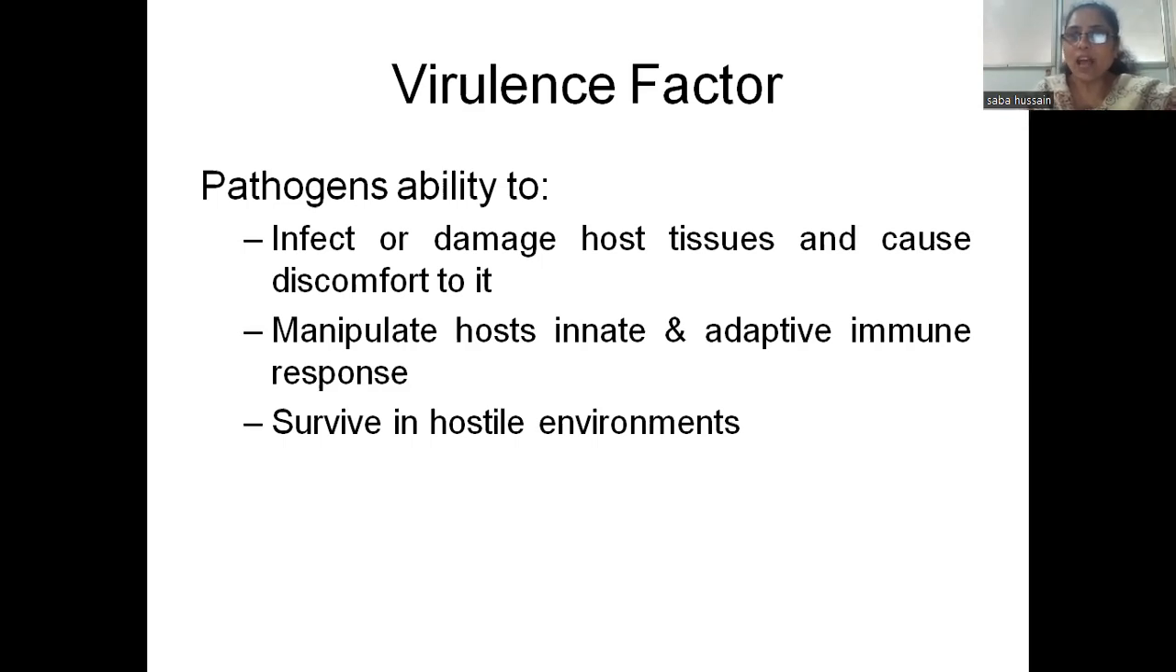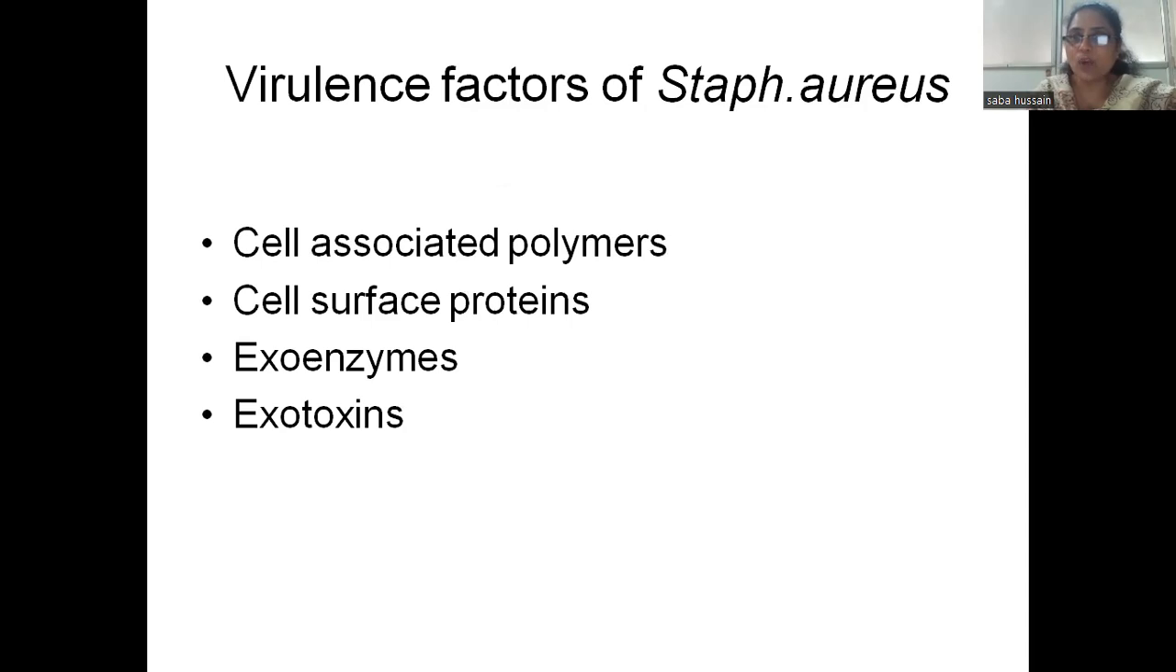So here we are talking about virulence factors, that too of Staphylococcus. These are the factors which are responsible for making Staphylococcus aureus an infectious organism, an organism which is a problem for us. What are the things it is carrying that cause discomfort to us and create problems? That we will be discussing in the next few slides. And these virulence factors also help the pathogen to survive in hostile environments.